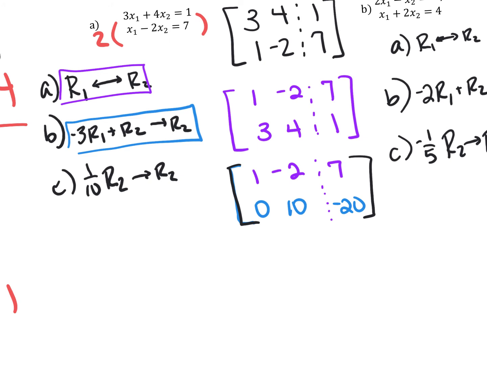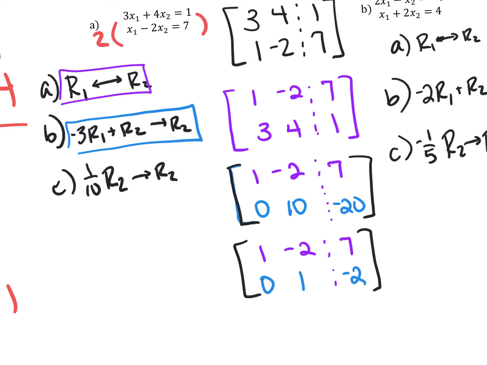So again, I'm not touching R1. I'm not touching row 1. So row 1 will still be 1, negative 2, 7. But R2, I'm going to divide it by 10. Well, 0 divided by anything is 0. 10 divided by 10 is just 1. And then negative 20 divided by 10 is negative 2.